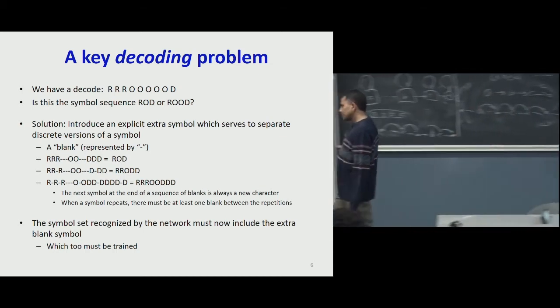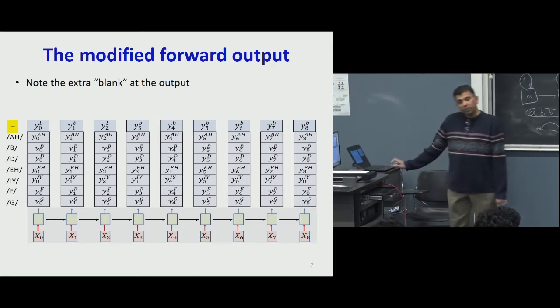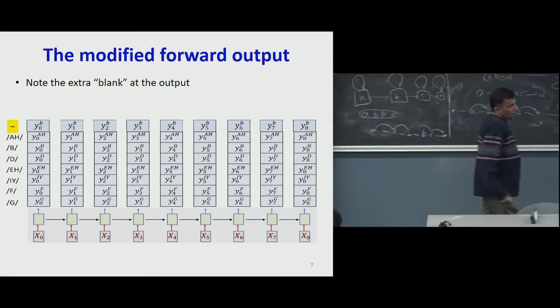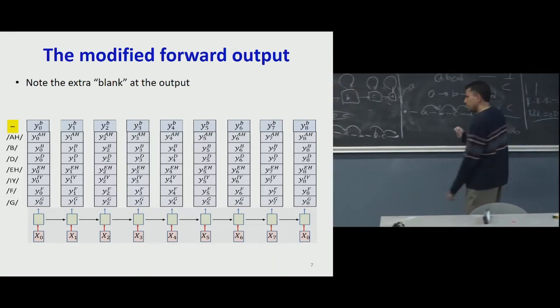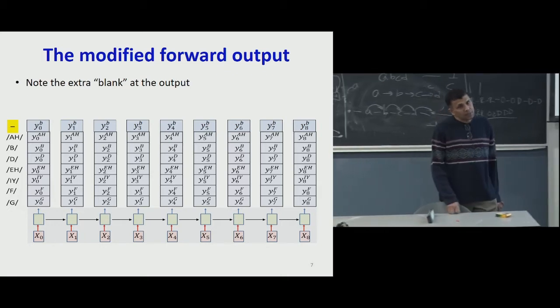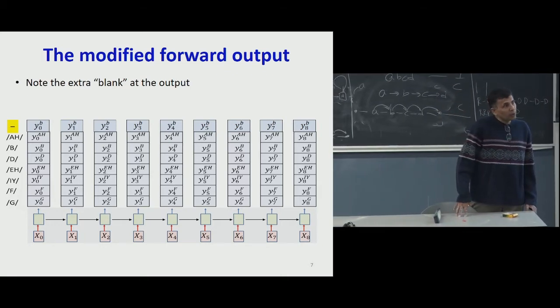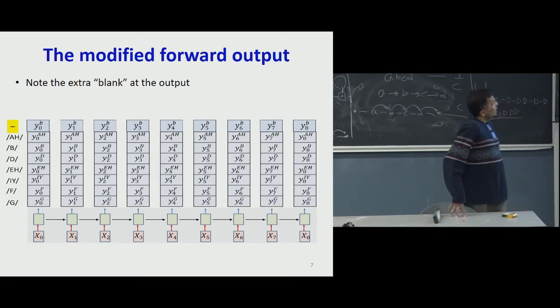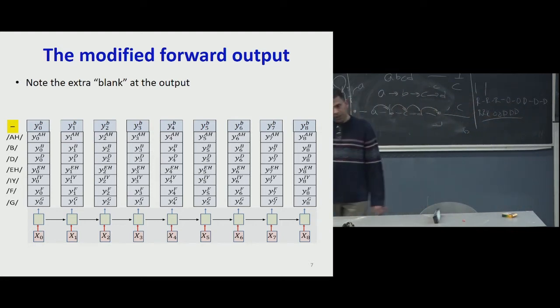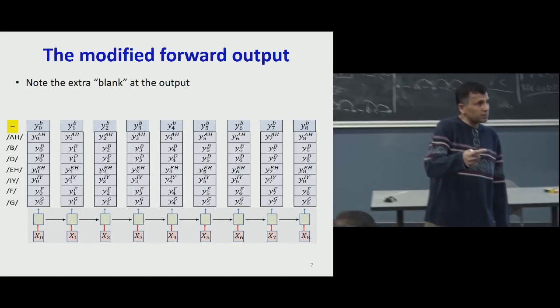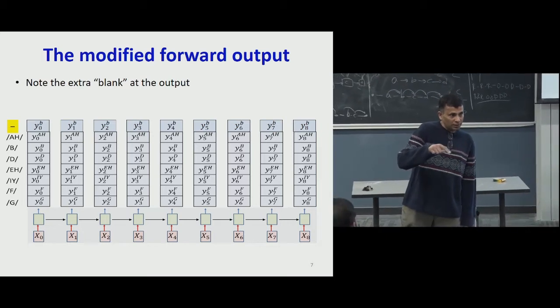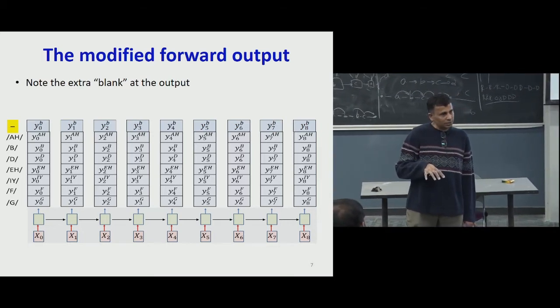So now, in order to be actually able to generate these aligned sequences with blanks in them, the output vocabulary of the network must now include this extra symbol, which is the blank. And so here, for instance, if my vocabulary has only 6 phonemes, the network is not going to be outputting 6 phonemes, it's actually going to be outputting 7 symbols. The 7th one is the blank. It's the I'm not doing anything symbol, right?